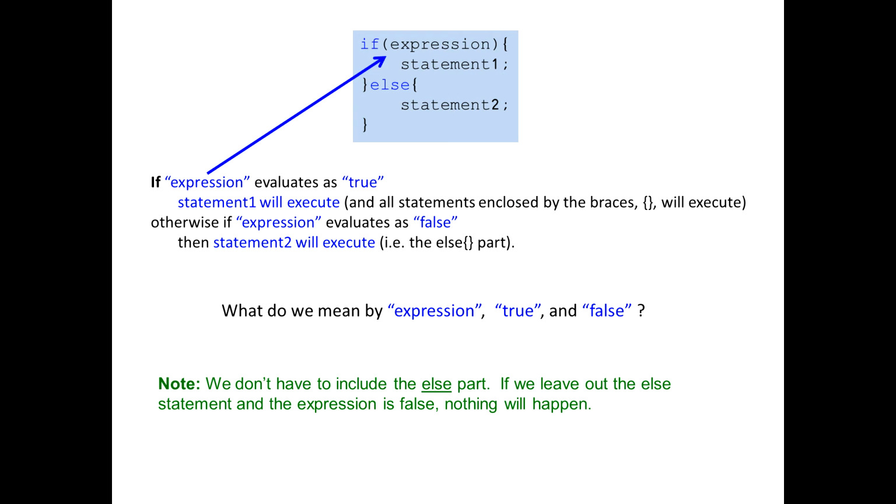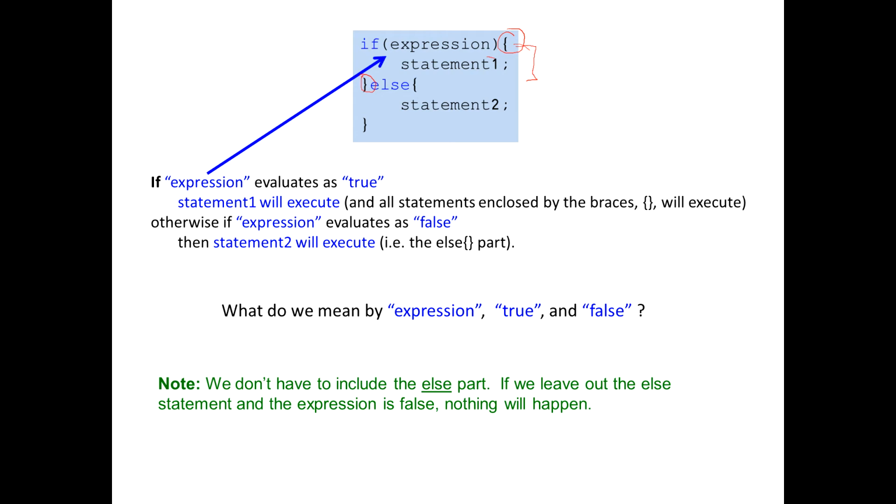Okay, so the first thing we need to know is what is an expression? Because if this expression evaluates as true, then statement 1 will execute. Also notice that we are using these curly braces. Here's the start, here's the end. If this statement is true, anything between these two braces will execute. So we can have more than one statement here.